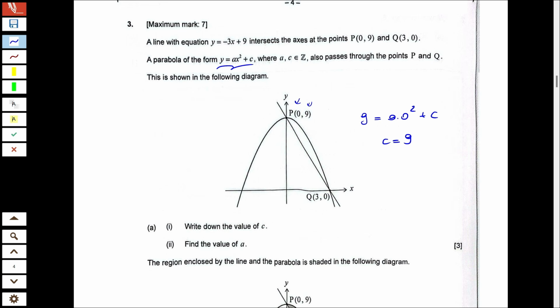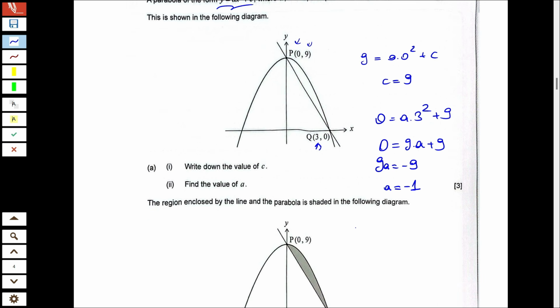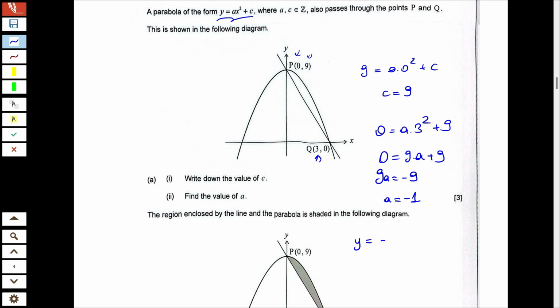If you also plug the point Q into the equation, you're going to replace y with 0, and replace x with 3, squared, and we found c is 9. It is 0 equals 9 times a plus 9, and subtract 9 from both sides. 9a equals minus 9, and a equals minus 1. In this case, the expression of the parabola is minus x squared plus 9.